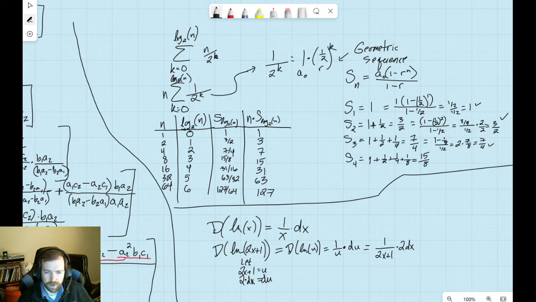So in this particular case, dx is half the size of du. Had to think about it for a minute. Or du is twice as large as dx. That's a better way to think about it. And so we use that particular scaling factor to our benefit. What do you think?